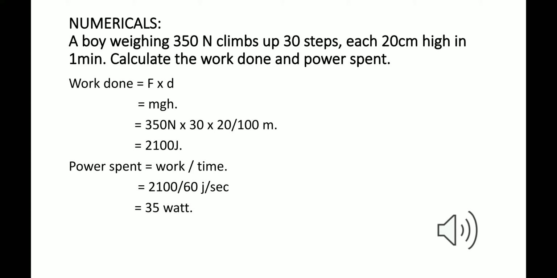How many steps are there? 30. So we have to take the height, no? So 30 into one step is of 20 centimeters. So 30 into 20, and that is centimeter. So we will convert it to meter. So upon 100. So work done is 2100 joules. Now power spent, work upon time. So 2100 joules upon 60 seconds, and that gives 35 watt. Okay? Numericals are very easy. So we go to the next one.